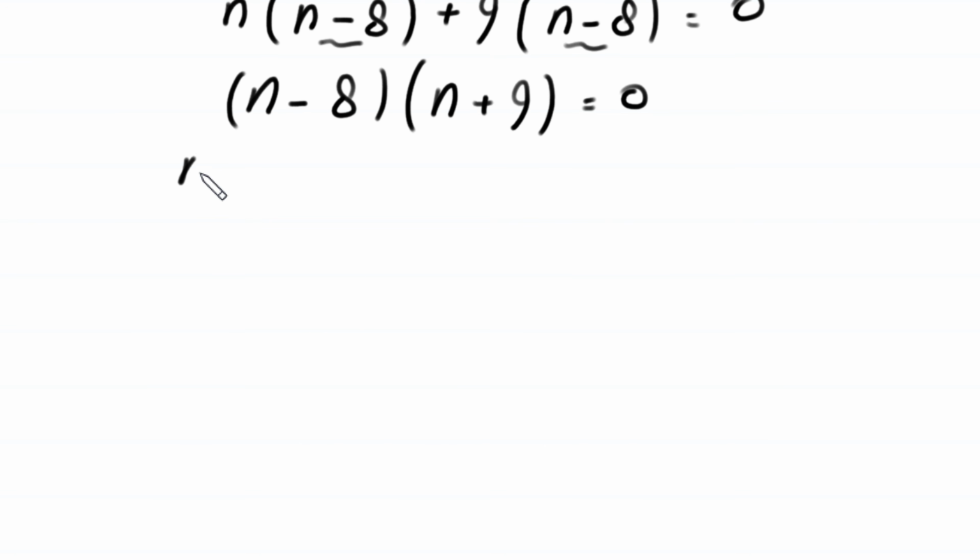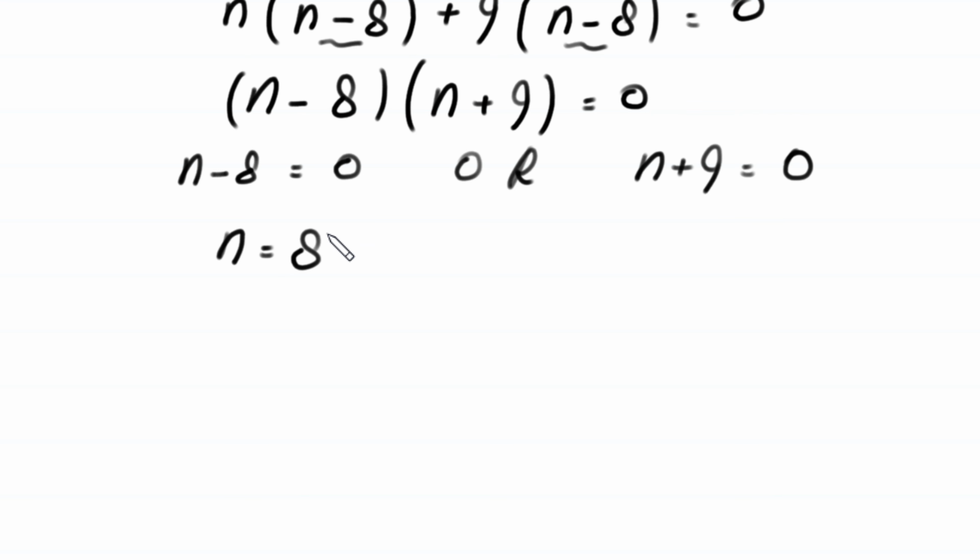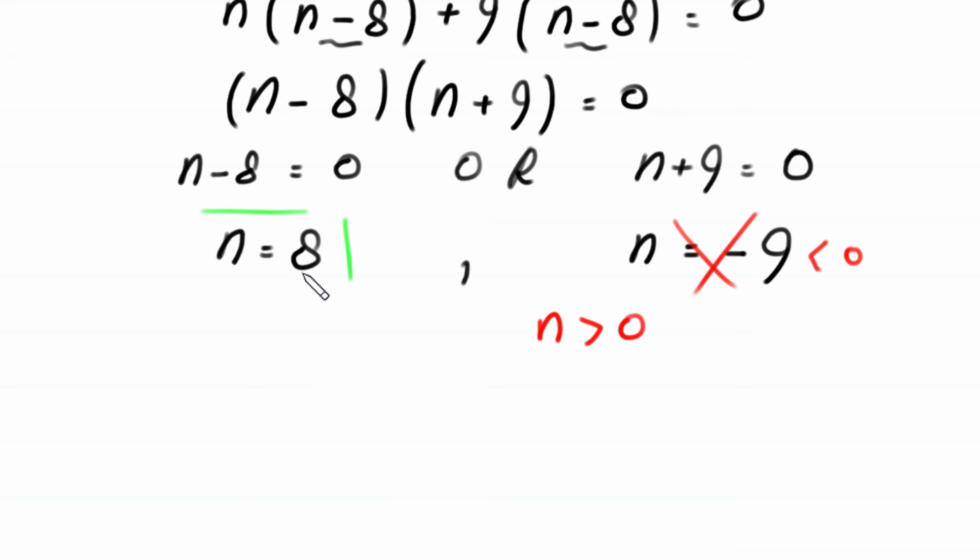Either this expression n minus 8 equal to 0, or this expression n plus 9 equal to 0. From this equation we get the value of n equal to 8, and from this equation we get the value of n equal to negative 9. Since n is greater than 0, this negative 9 is less than 0. This will be rejected, and we accept only this value of n, 8. Now to find the value of m, we recall the equation.